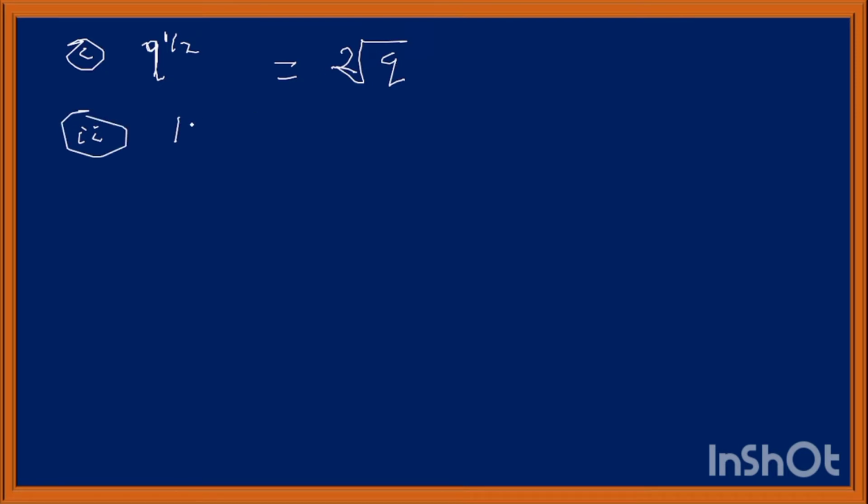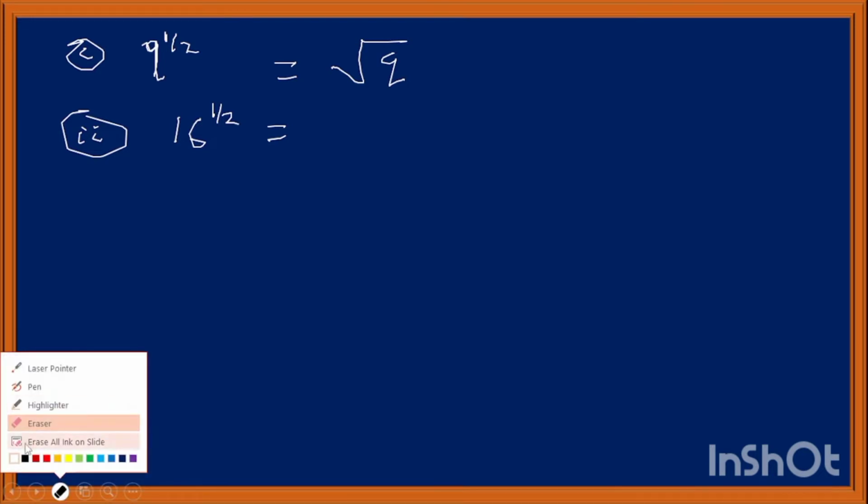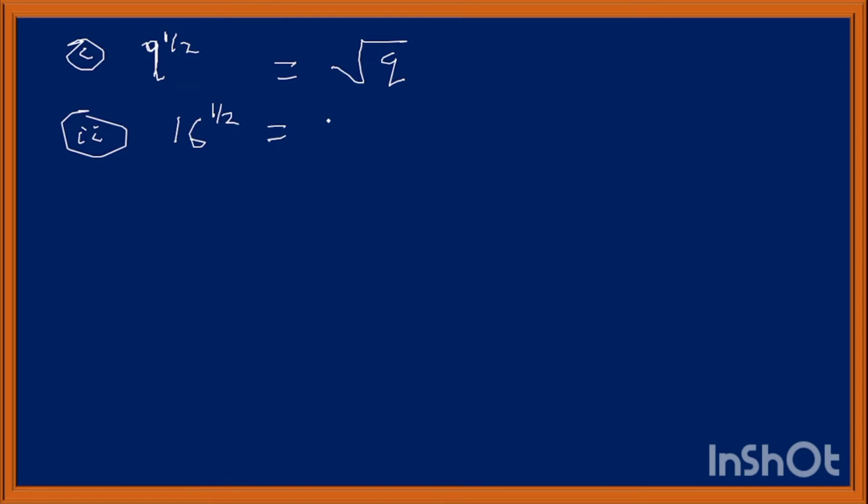The next one is 16 to the power of 1 over 2, and this is just the square root. There's no need to put 2 there again. 16 raised to the power of 1 over 2 is just the square root of 16, which is equal to plus or minus 4. Some textbooks will just tell you 4.